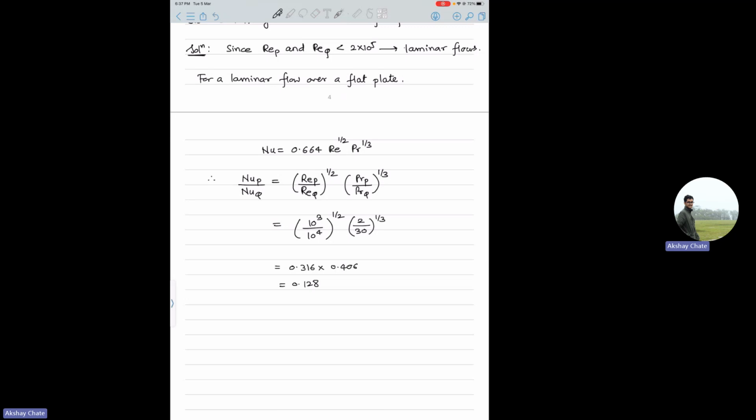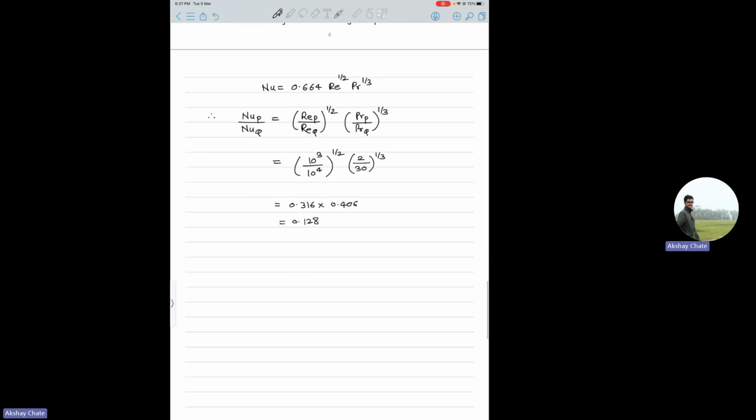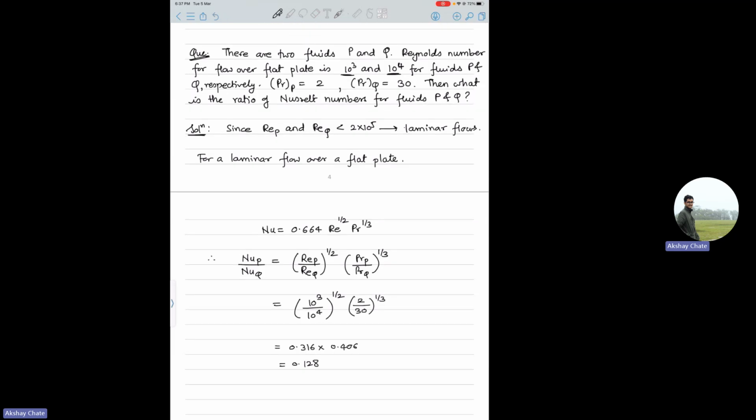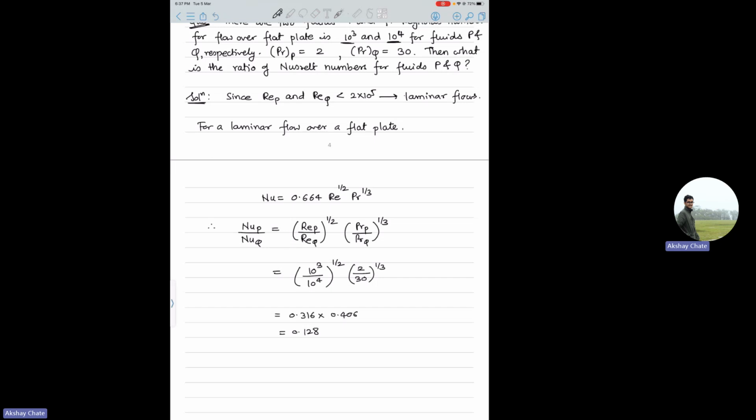Maybe the next part of the question could be something else, but this was the total question that was asked in the exam. Numbers or figures may change, but the idea remains the same. The idea is you need to find which flow regime it is, then you use the suitable correlation, and then you get the answer. So that will be the broader theme in this class.